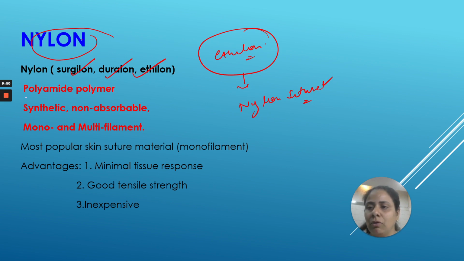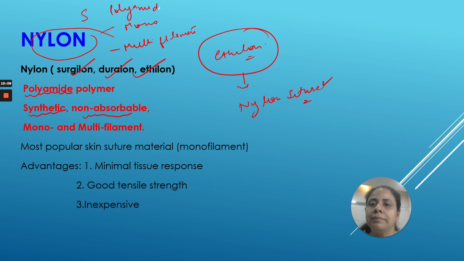This is the composition. These are polyamide sutures. These are synthetic, non-absorbable. These can be mono or multifilaments. These are very popular suture material for skin. I have used nylon a lot while doing my oral surgery procedures. Extraoral suturing, I have used nylon a lot.